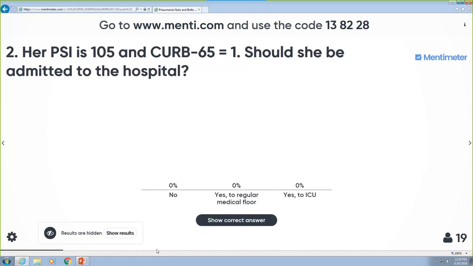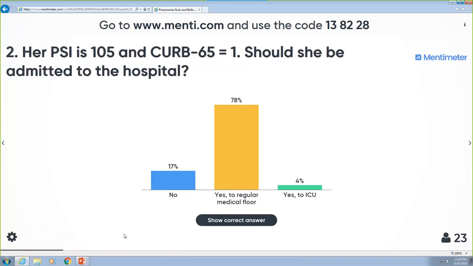All right, 5 seconds. All right, so most people want to admit her again. Some want to admit her to the ICU, and then 17% say nope, she'll be okay at home. So you'll notice in this case there's a discordance between her CURB-65 and her PSI score.